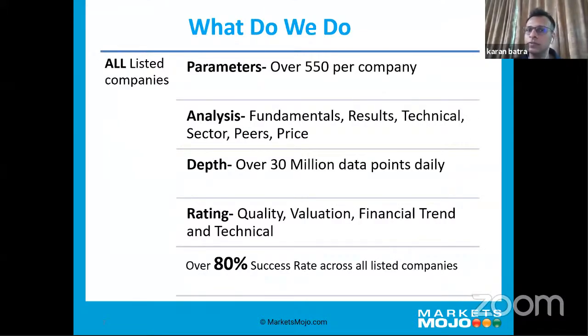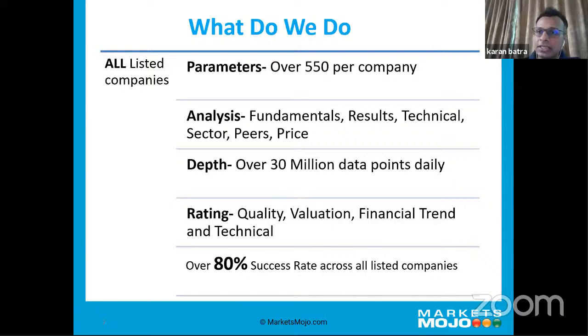So how do we do this? We analyze every company over 550 different parameters, which translates to more than 30 million data points on a daily basis. Now, this analysis runs across the fundamentals, the technicals, the results, sectors, and peers of the company. And it comes together in the form of 4 key dots, which you see in front of the stock name, the dots of quality, valuation, financial, and technicals. I will go through these dots and what they mean, how we calculate them.